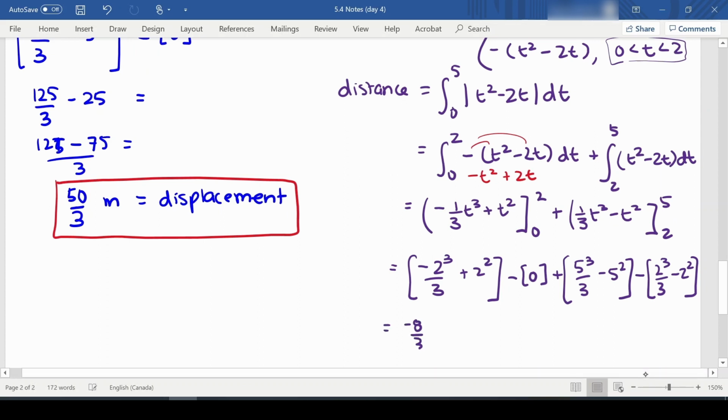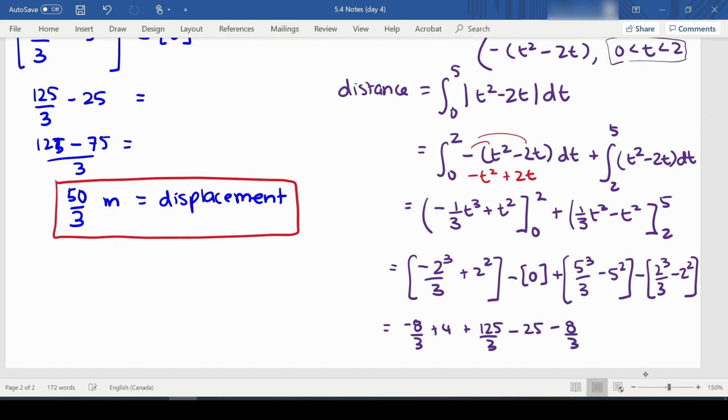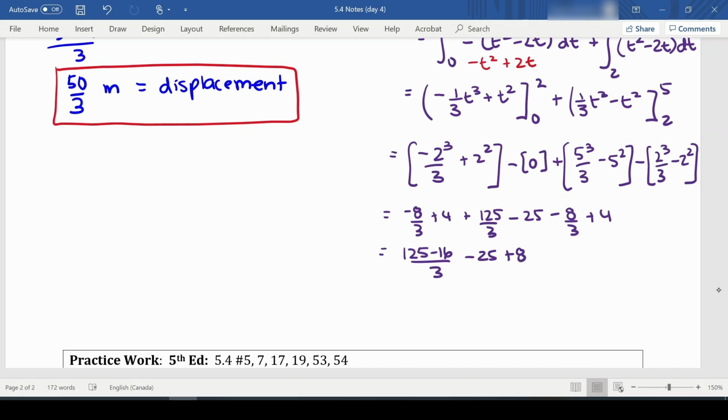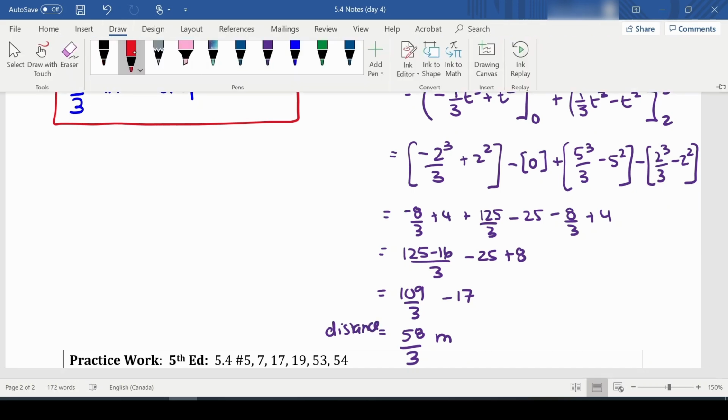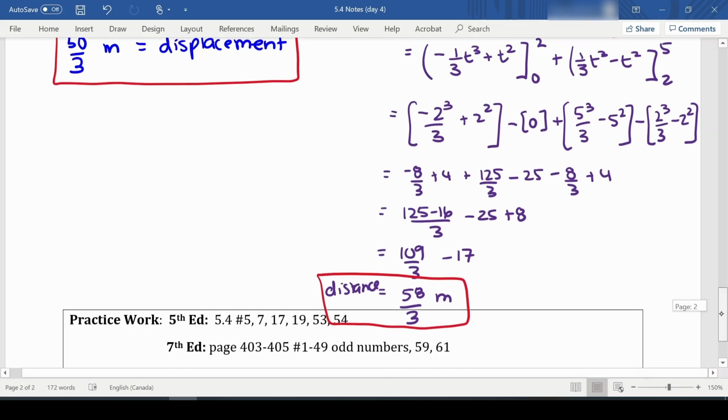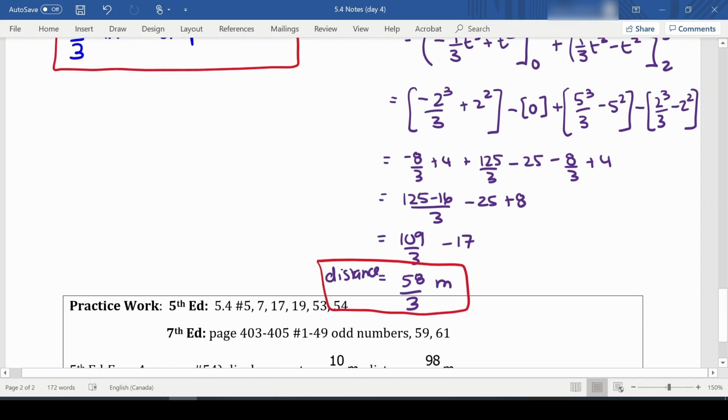So this is going to give us negative 8 over 3 plus 4 plus 125 over 3 minus 25 minus 8 over 3 plus 4, or negative 16 over 3, so 125 minus 16 over 3 minus 25 plus 8. It's going to give us 109 over 3 minus 17. Make common denominators here. We're going to end up with 58 over 3. And again, this is in meters, and this is our distance traveled. And that is it for this section.